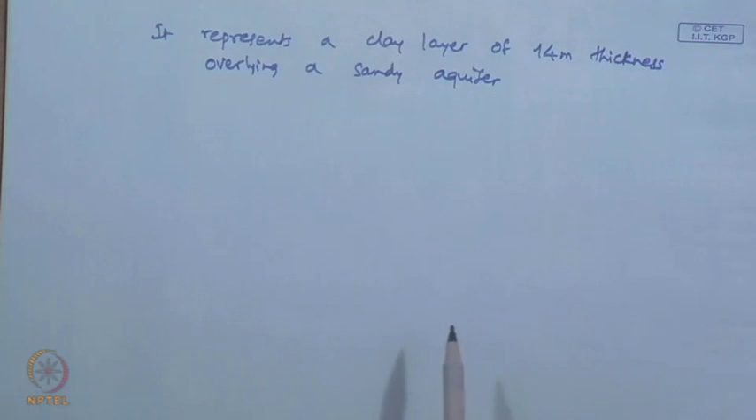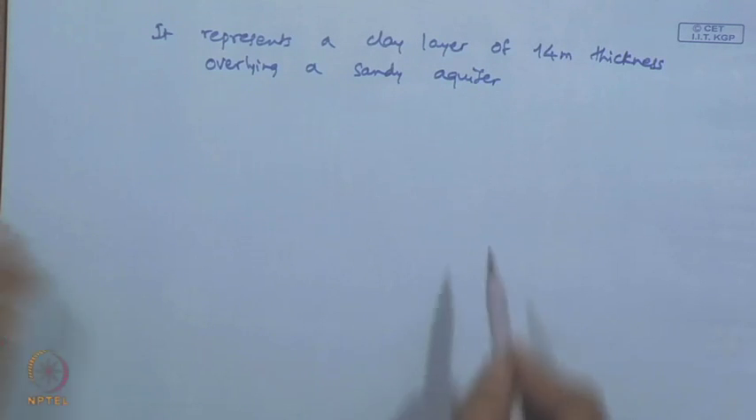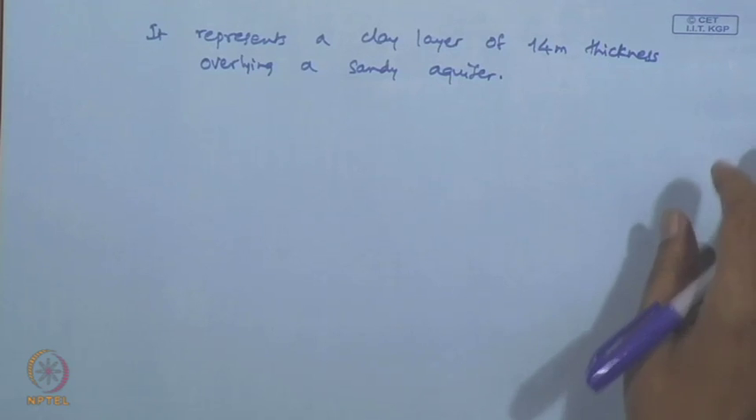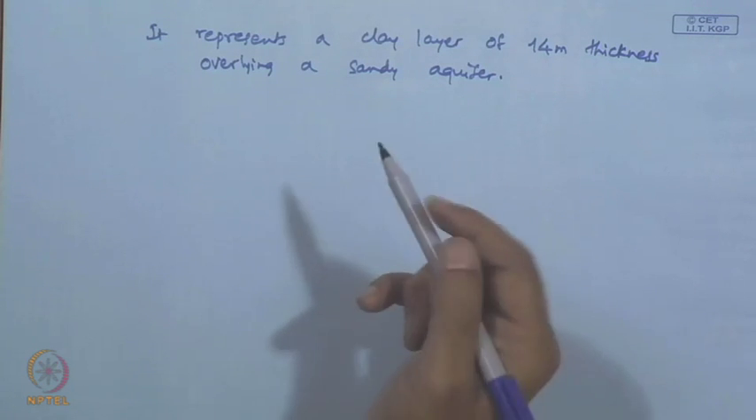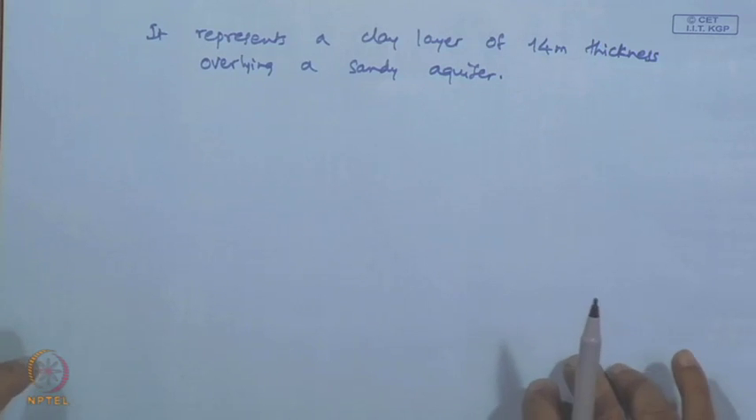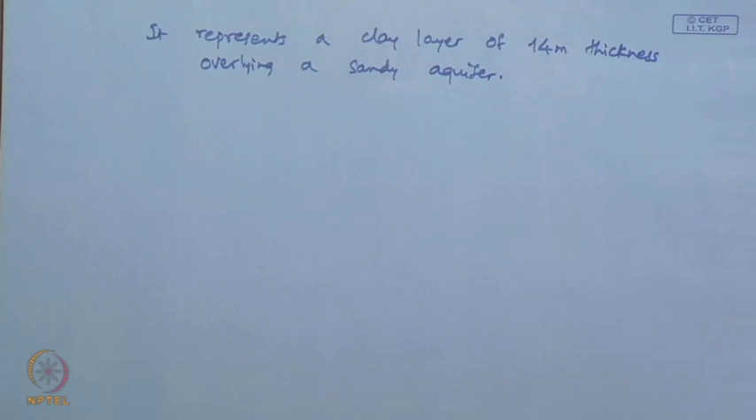So, based on the electrical resistivity values, we can interpret that this two layer formation has a clay layer at the top, which is over a sandy aquifer.